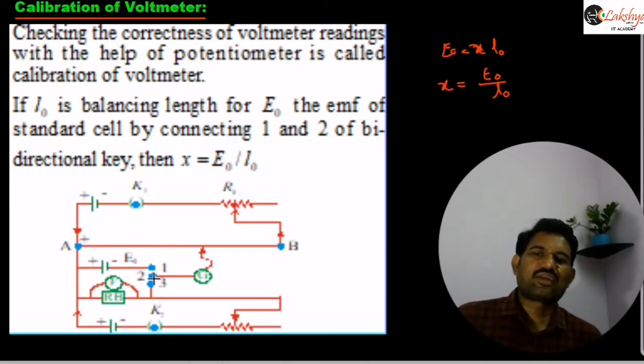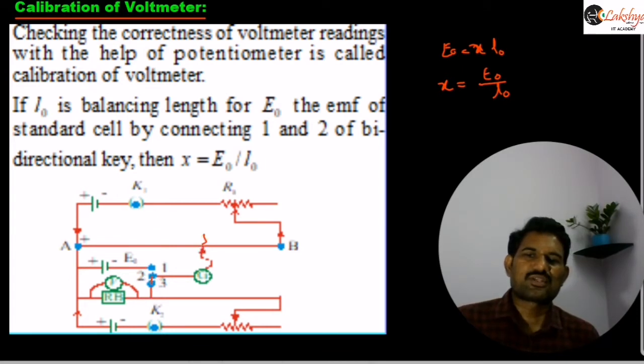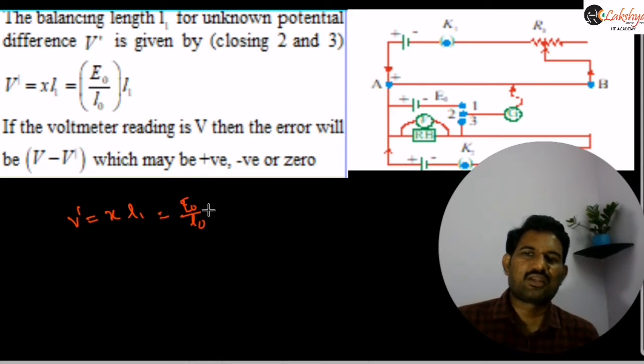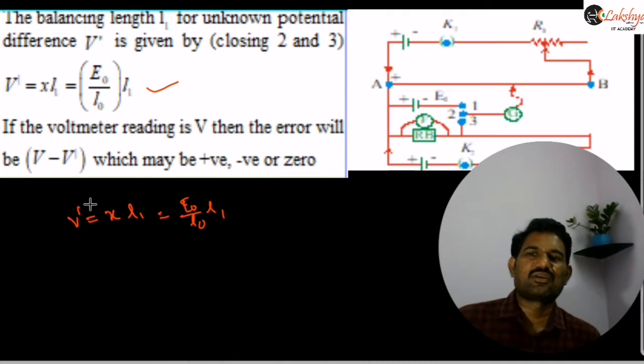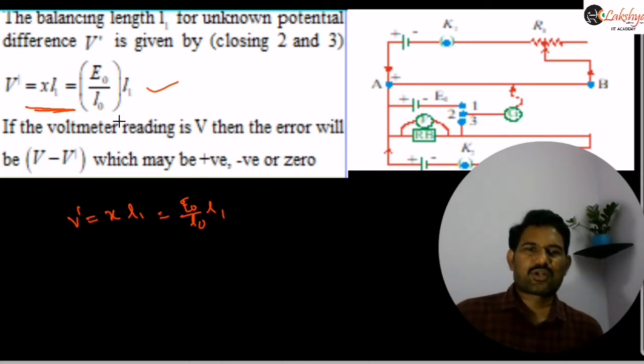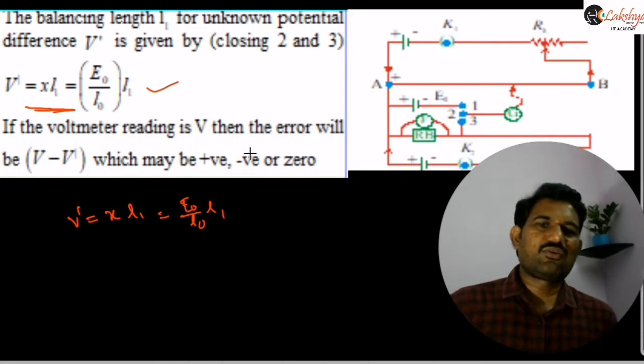Next here we connect this 2 and 3. By connecting 2 and 3, the potential difference across this AJ will be equal to the potential difference across this resistance box. Let's suppose I is the current flowing through the circuit here. Then the potential difference we can write as X into L1, if L1 is the balancing length here. This value we write as E naught by L naught into L1, which is nothing but this equation here. Then we find the difference between the reading of this, which is calculated by using this potentiometer, and this V, which is already the reading of this voltmeter here.